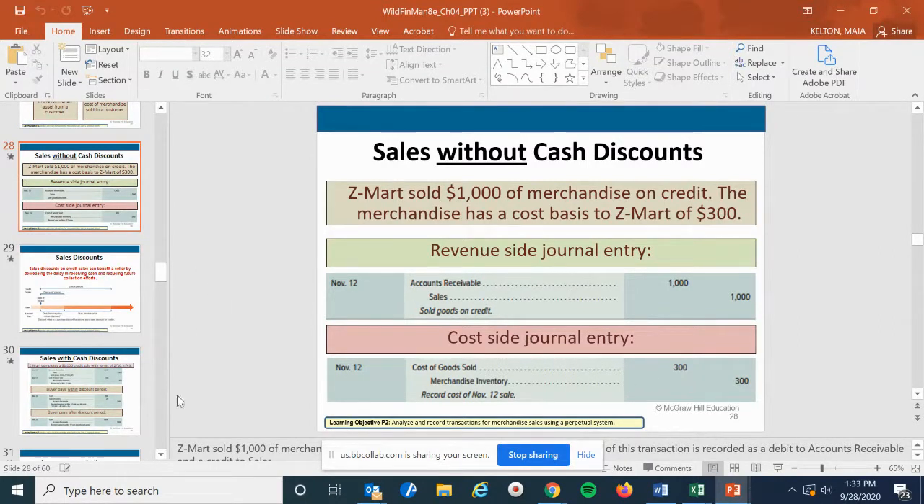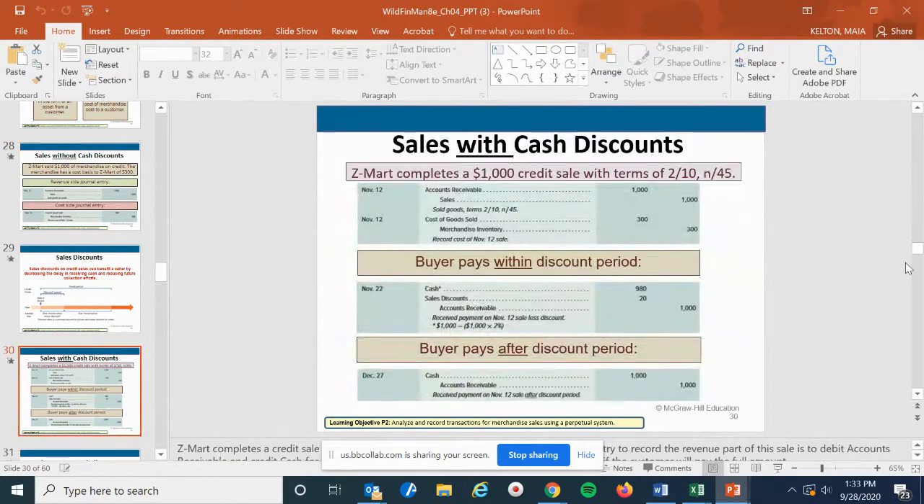Just like we had purchase discounts, here we have to account for sales discounts. So if the company offers sales discounts, then their sales will have to be decreased. And you can see in the middle here of the slide, sales discounts are debited. So I want to talk about sales discounts, sales returns, and sales allowances a little bit. We call those contra revenue accounts or contra sales accounts. Really, contra revenue is the better word to use.